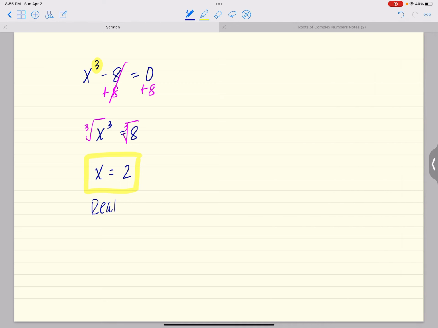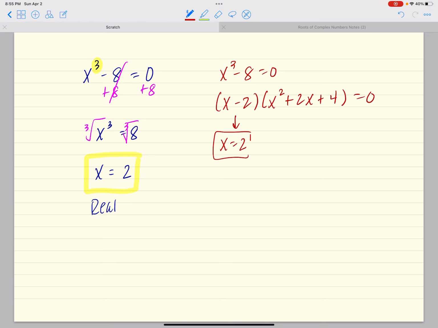For this particular equation, hopefully we're thinking about another option, because x cubed minus 8 is actually factorable. This is a difference of cubes. It would factor into x minus 2 times x squared plus 2x plus 4. Because it's in factored form, solving it is actually not too bad. x equals 2 is my one real solution, just like I found here, and then I could use the quadratic formula or completing the square to find the remaining 2 solutions. And again, those remaining 2 solutions would be imaginary.